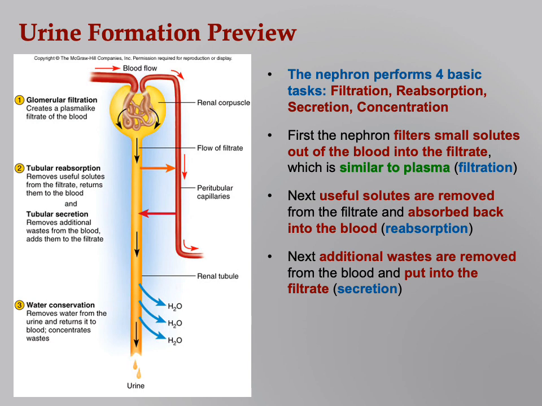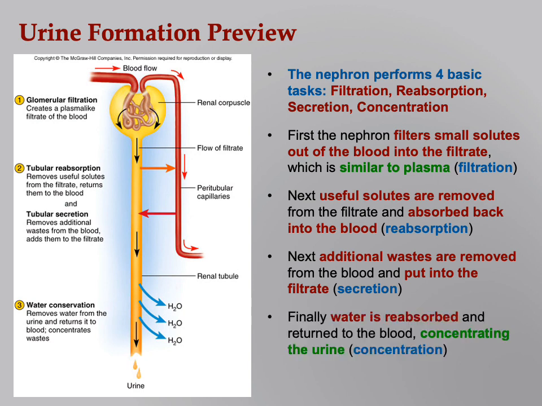Now then, we get to the point where after we've done all of this, we should have things about right. But in fact, now the kidney looks and says, there are still a few things in the blood that we should probably get rid of. And that is secretion. Additional wastes are removed from the blood and put into the filtrate. That's the last final adjustment, okay?